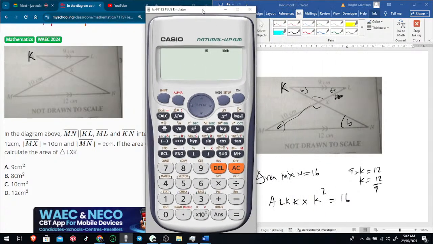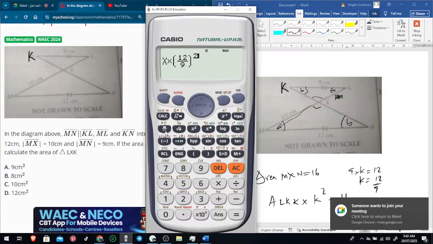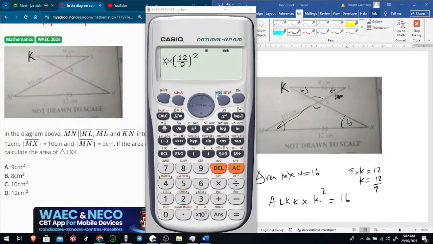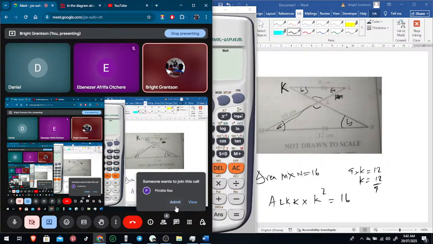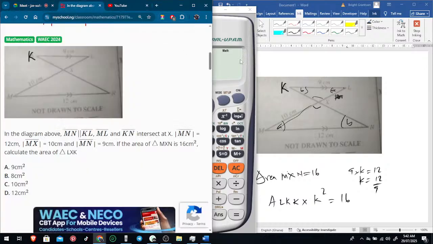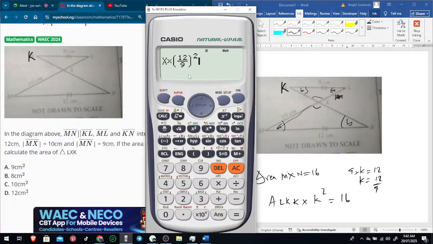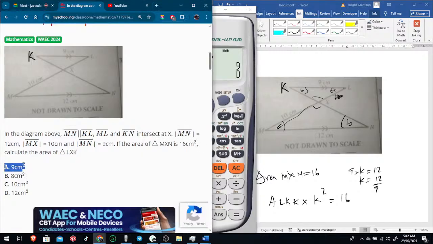So the area, that is the unknown, x, times 12 over 9, squared, is equal to 16. Let me see if I'll get this correct.